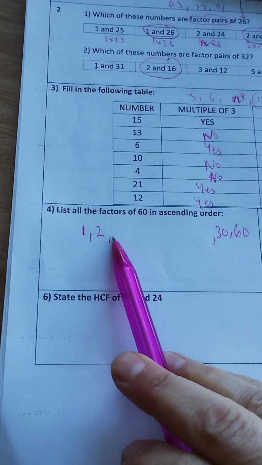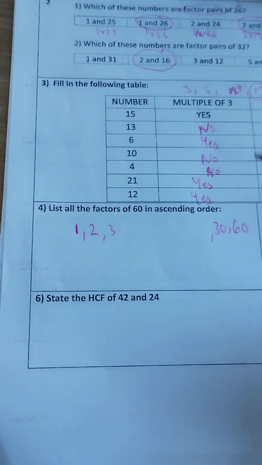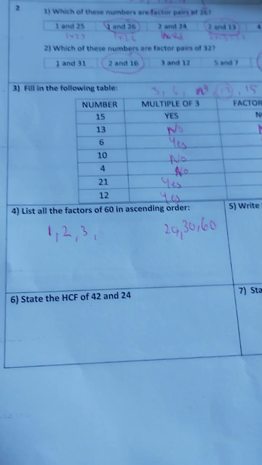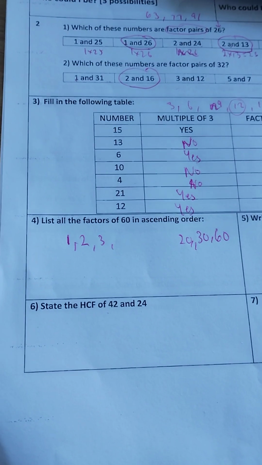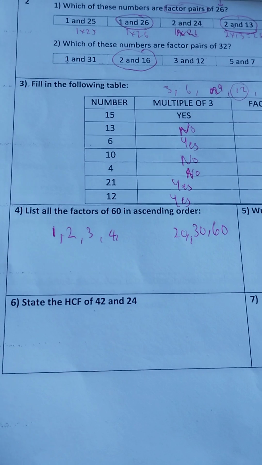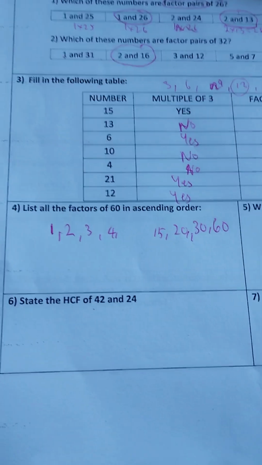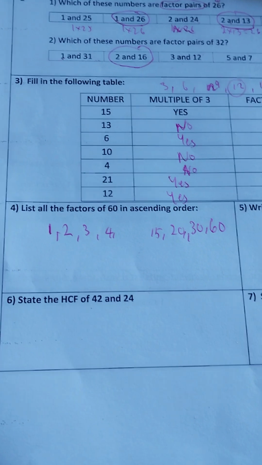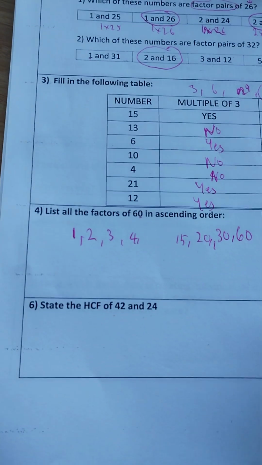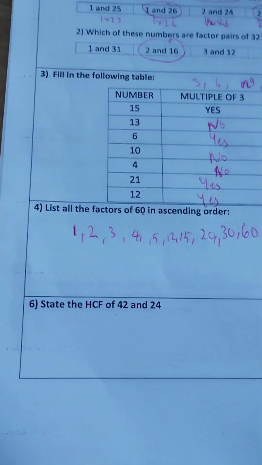I'm going to try 3. I know 3 works because 3 times 20 is 60. So 20 is its partner. And we're narrowing down our range. Next one, I'll try 4. Now 4, I know works because I know 4 times 15 gives me 60. And you can always use an algorithm to help you double check. I'm going to try 5. Because it ends in 0, I know 5 will work. And I know 5 times 12 gives me 60.